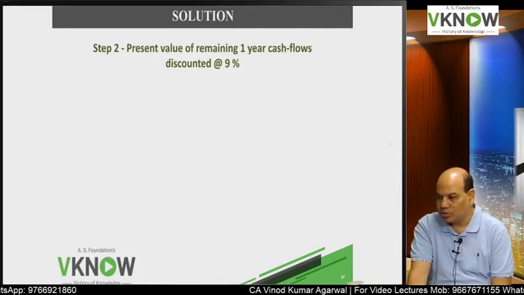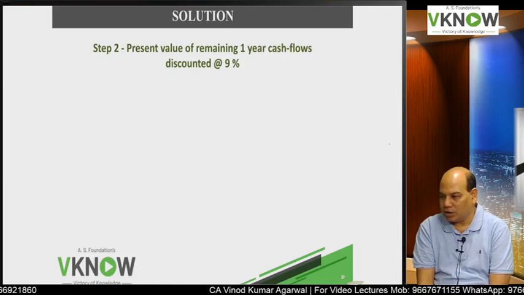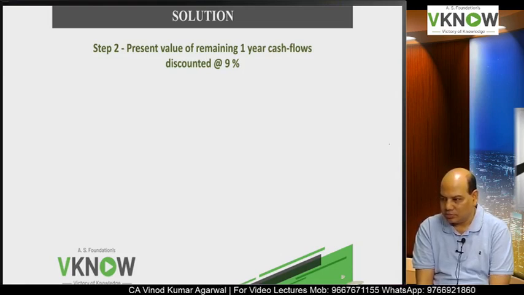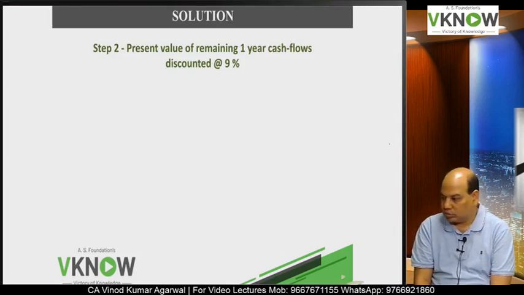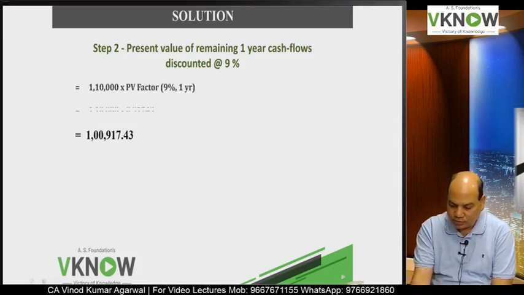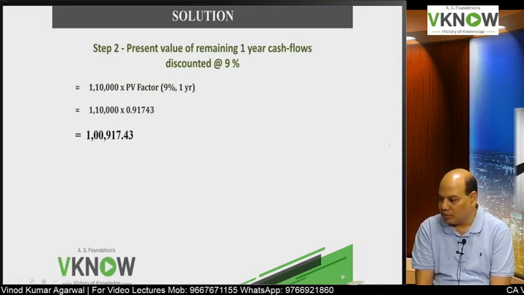So step 2, write down: present value of remaining 1 year cash flow, discounted at 9%. You will get 1,10,000. You will discount it at 9% for 1 year, into PV factor 9% 1 year.